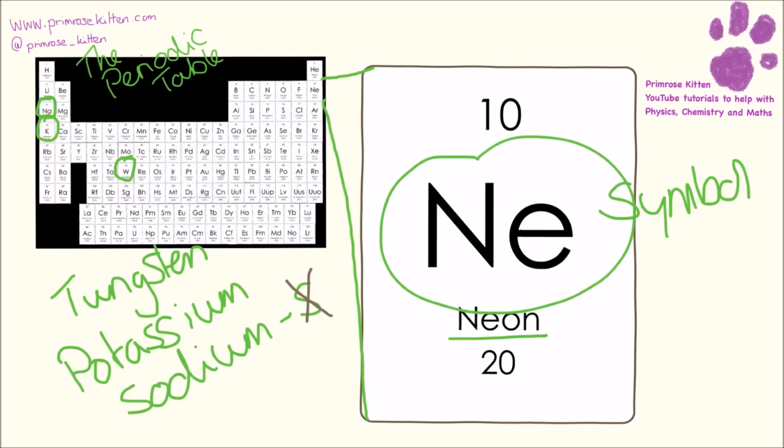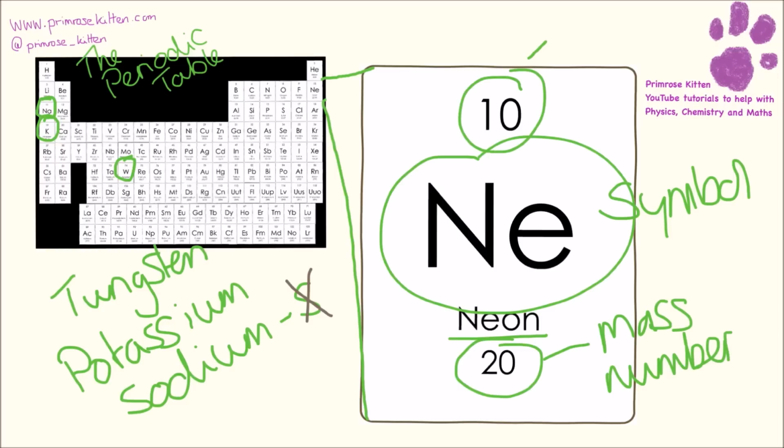And then there are two numbers on there. Now these two numbers, it doesn't matter where they are located. Different planners, different textbooks, different examples are going to put them in different positions. It does not matter where they are located. The big number, the larger of the two, is the mass number. And the smaller number of the two is the atomic number.